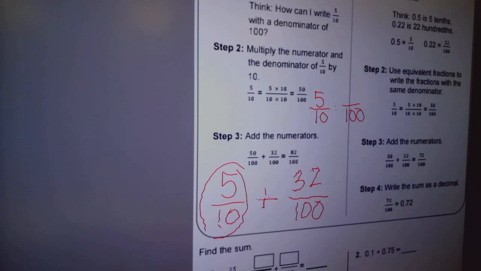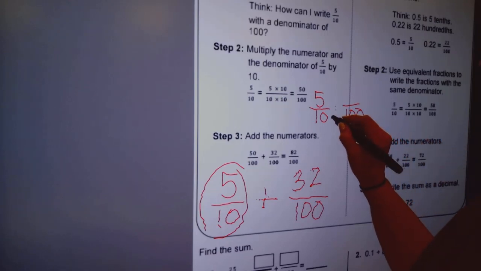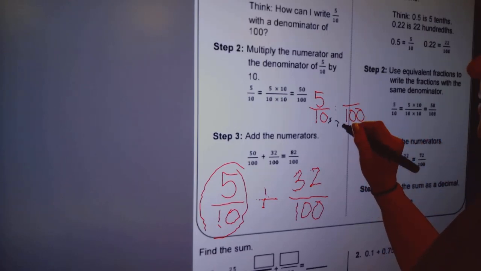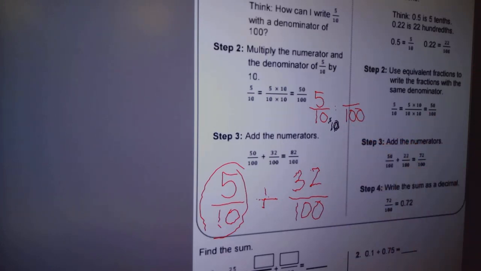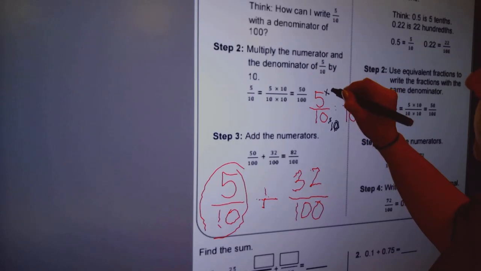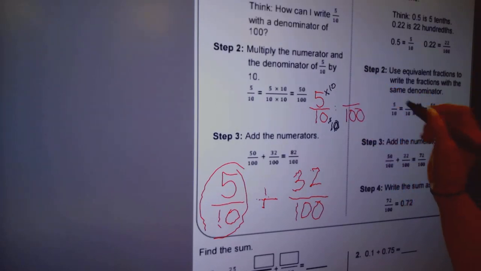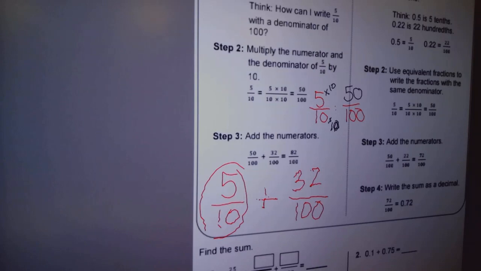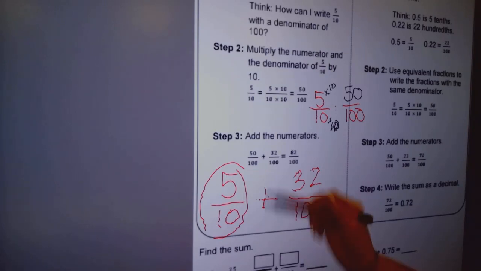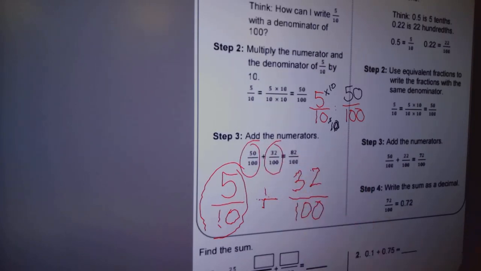So I'm going to rewrite 5/10 as something over 100. What do I have to do to 10 to get 100? Times 10. So if I multiply this times 10 to get my 100, I'm going to have to multiply this times 10. And what would I get? 50. All right? So then I could add 50 hundredths plus 32 hundredths. So that would be 50 hundredths plus 32 hundredths equals 82 hundredths.